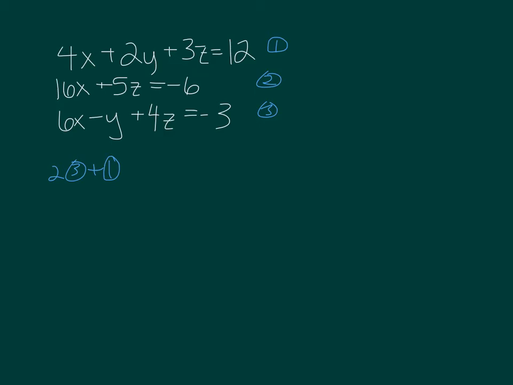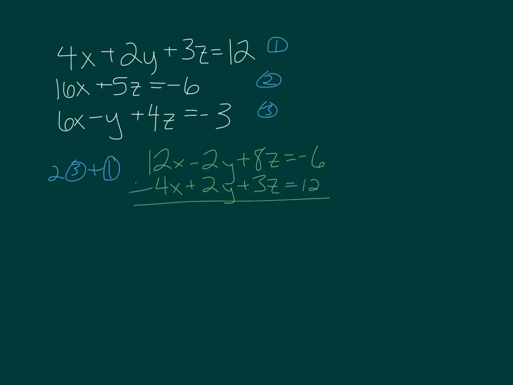So here's my third equation multiplied by 2. I'd get 12x minus 2y plus 8z equal to negative 6. That's 2 times that third equation. And I'm going to add it to that first equation. So I have 4x plus 2y plus 3z equal to 12. When I add these two equations, 12x plus 4x is equal to 16x. The y's eliminate, and 8z plus 3z is 11z. That's equal to 6. Okay, I currently have 2 equations with 2 unknowns. I have created my new system.